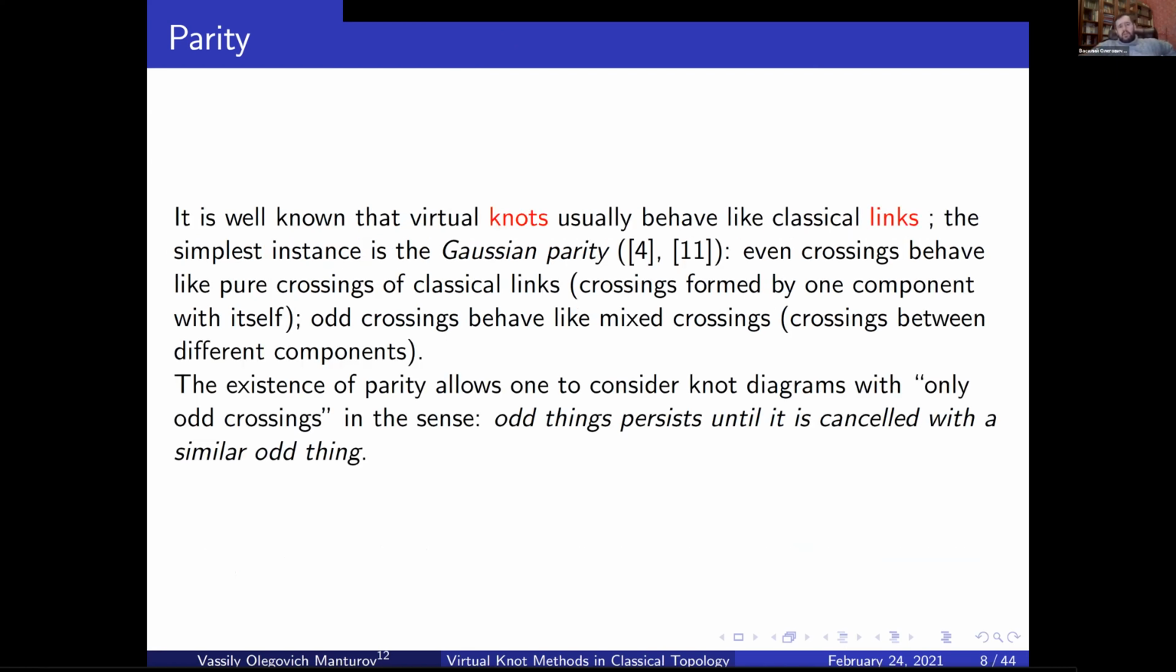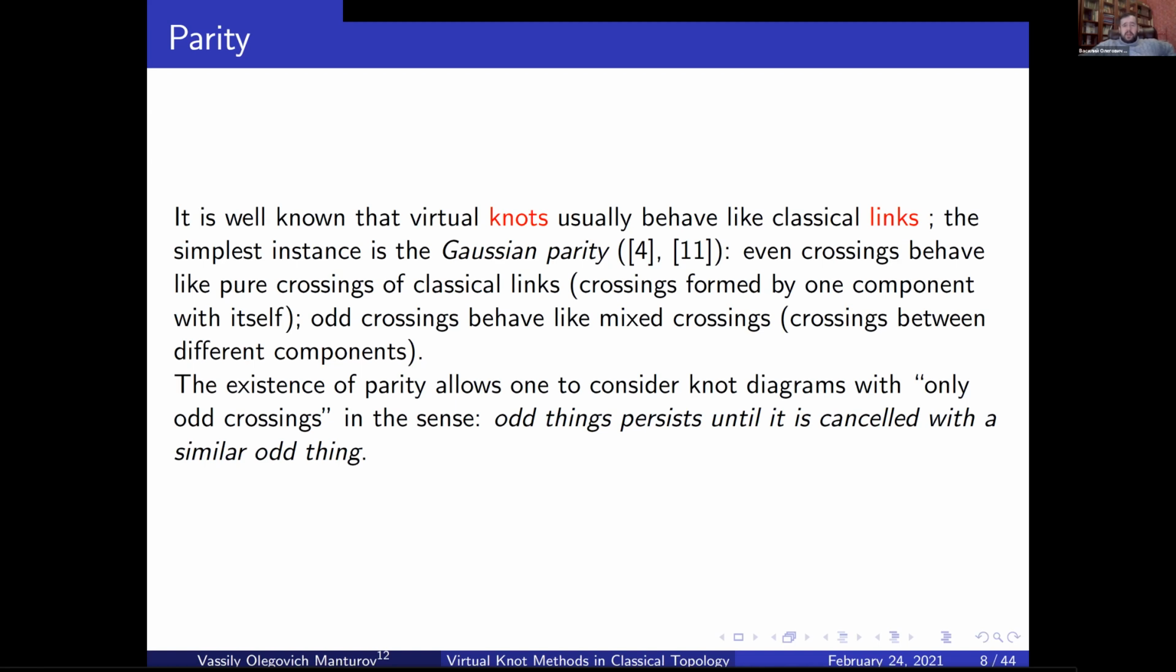It is well known that virtual knots very often behave like classical links. What do I mean by that? If we have a virtual knot, then we can discriminate between even crossings and odd crossings, and somehow, having even crossings, we can think that those behave like crossings between a component and itself, and odd crossings behave like crossings between two different components. People working in knot theory know that for links, it is much easier to construct invariants than for knots. For example, for links we have linking numbers, further linking numbers, and so on.